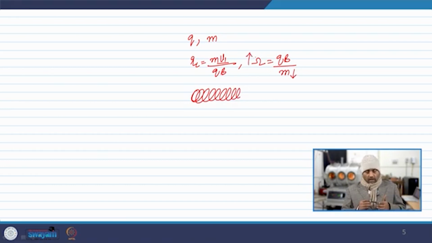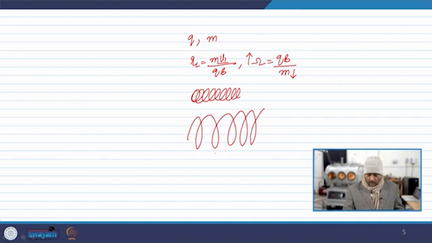That means the electron moves in small circles, but it will move very fast. The frequency will be very, very large. But for an ion, the radius will be large and frequency would be very small. The number of revolutions that the ion can complete in a given amount of time will be small. So, a direct consequence of these things can be understood by bringing in what is called the magnetic moment of the particle. What is magnetic moment?